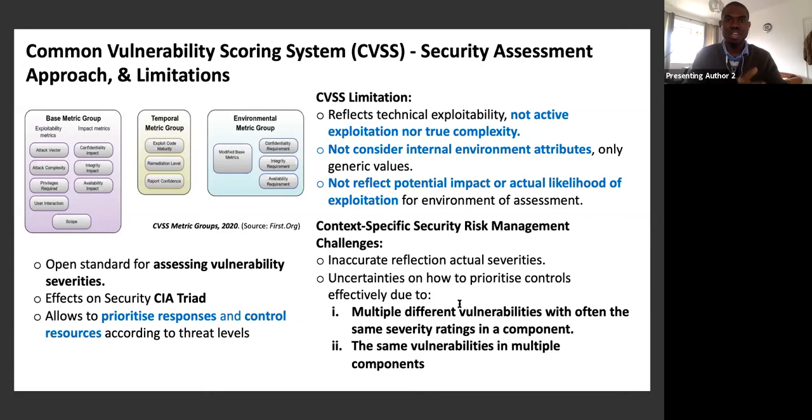And so because of that, it doesn't really reflect potential impacts or the actual likelihood of exploiting that system. It just gives you a fair understanding of what this might be. Most times this tends to be one of the approaches used in most industries to address vulnerabilities, address security problems, and provide controls. But we think there are limitations or issues related to that approach, because it often brings about inaccurate reflections of the actual severity of a vulnerability.